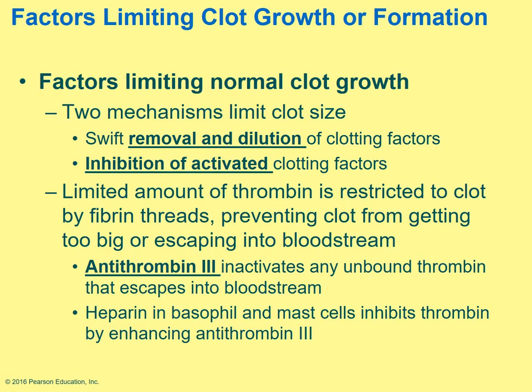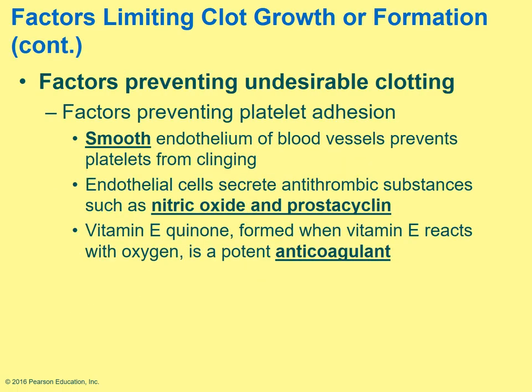The other thing you want to keep in mind, in addition to preventing the clot from getting too large, because if it gets too large it's going to obstruct the blood flow in that area of the bloodstream, is that you also do not want it to escape and move further down the circulatory system. So antithrombin 3 is going to inactivate any of the unbound thrombin that possibly went downstream. Heparin, which is in basophils and mast cells, will also inhibit thrombin. So they will also be involved with that.